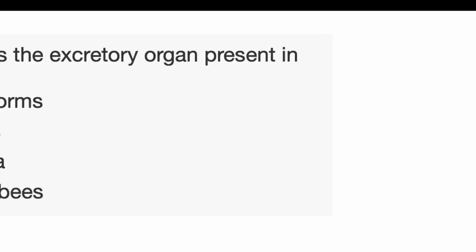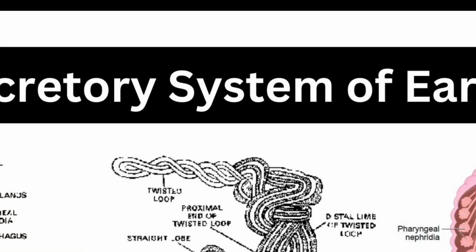Okay, I think it's enough time for this question. Nephridia is the excretory organ present in, and the correct answer to this question is option A, earthworms. Nephridia is present in earthworms, right? So let us look at the nephridia in the earthworms.